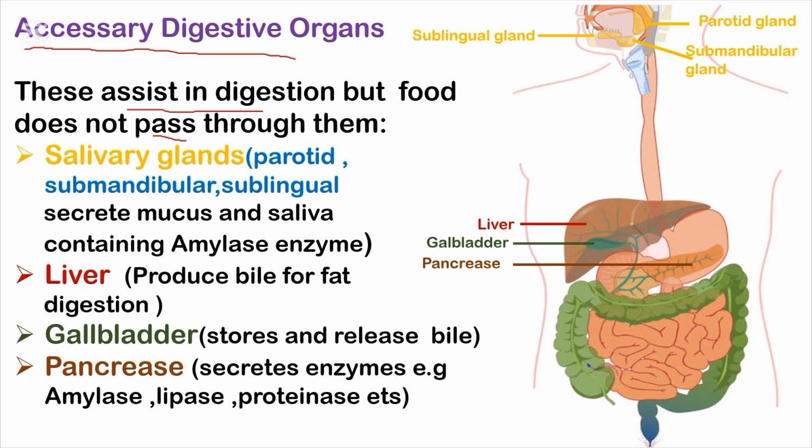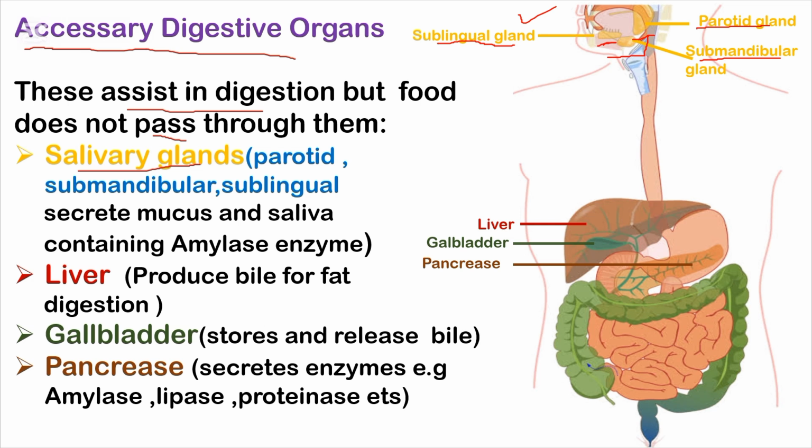So the first one is the salivary glands. There are three pairs of salivary glands. Here in this picture you can see the first one is the parotid glands, that are present on each side of the face, in front of or below each ear. Next is the submandibular glands, that are present beneath the jaw or mandible bone. The last one is the sublingual glands, that are present under the floor of the mouth or beneath the tongue.